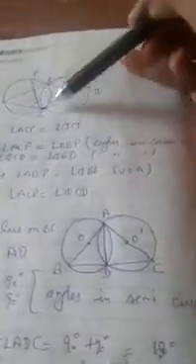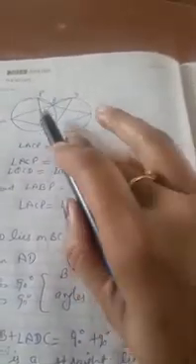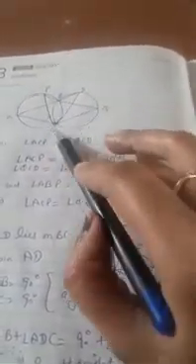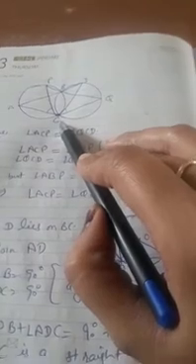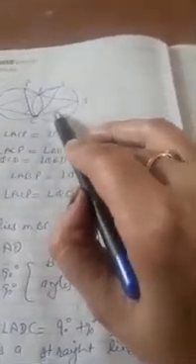Next, question number 9. We are given two circles intersecting at points B and C. There is a line AD passing through B and a line PQ passing through B. Both intersect here at point C. We have to prove angle ACP is equal to angle DCQ, or QCD.